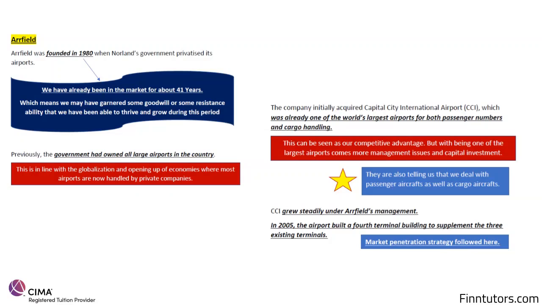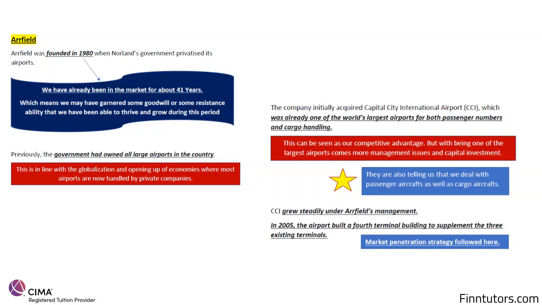So until 1980, Norland's government owned airports by themselves. But in 1980, they decided that they can allow private companies. So our company, Arrfield, was founded back in 1980. Now, what I can say is, if I have been in the airport operations industry for about 41 years, since 1980, this means that I will have some goodwill, some resistance ability, that I've been able to thrive and grow for such a long period.